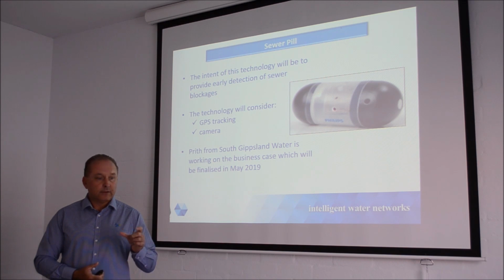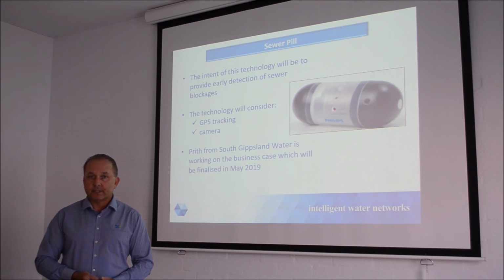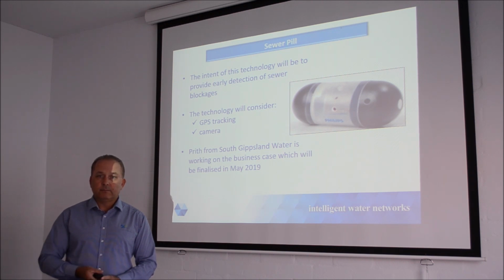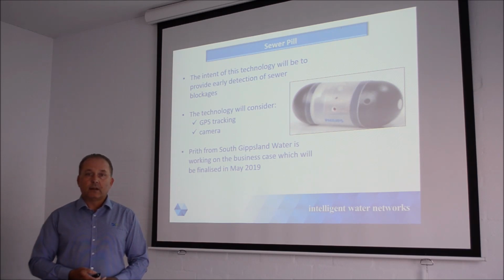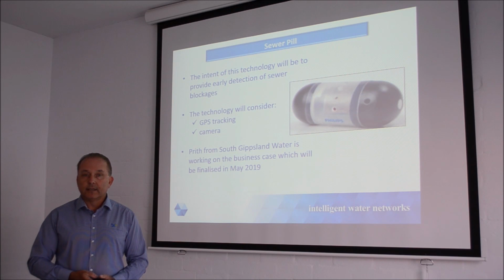So it's a pill that will travel down the sewer network. If it hits a blockage of some description, it will stop, and you can notice that via your GPS tracking device. Then we can deal with that blockage before there's a spill or an interruption to our customers. We're also investigating whether we can get a camera to work on the device as well. So thank you, Prith, for your work on the business case, and hopefully we're getting a lot closer to having this project finalised and getting it up and running.